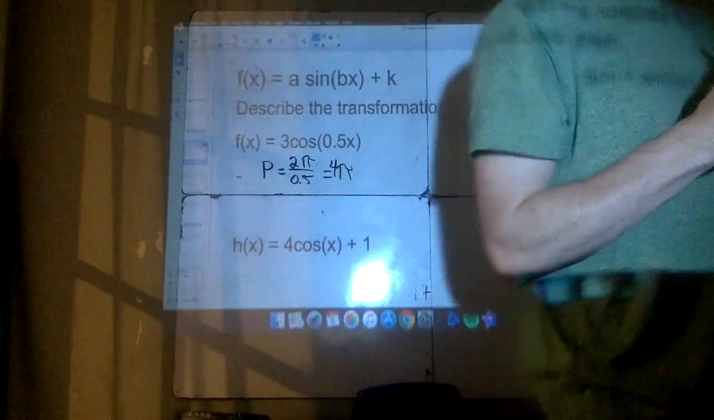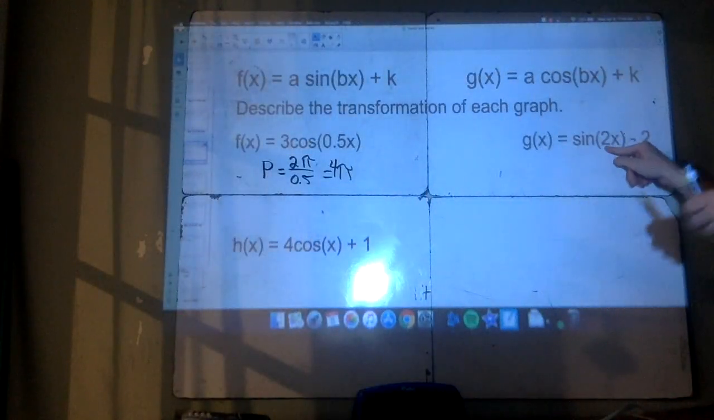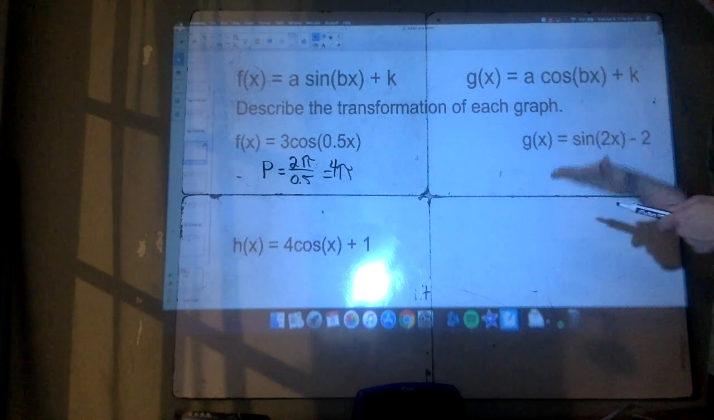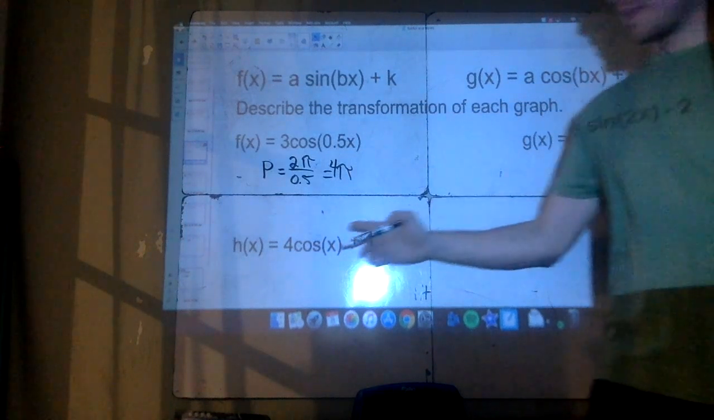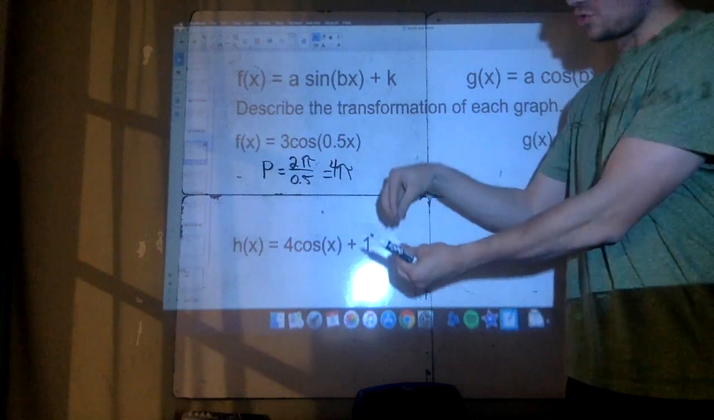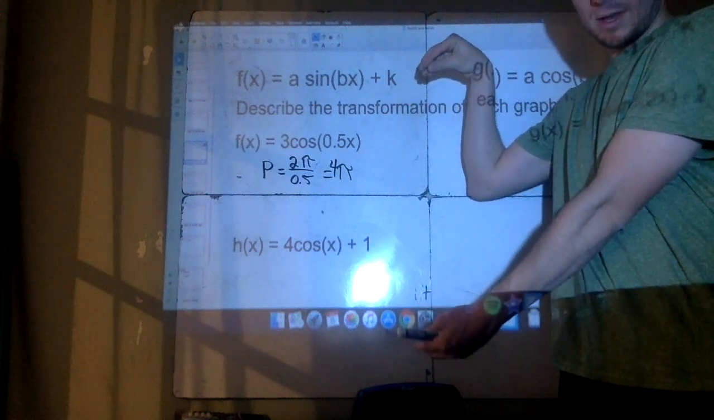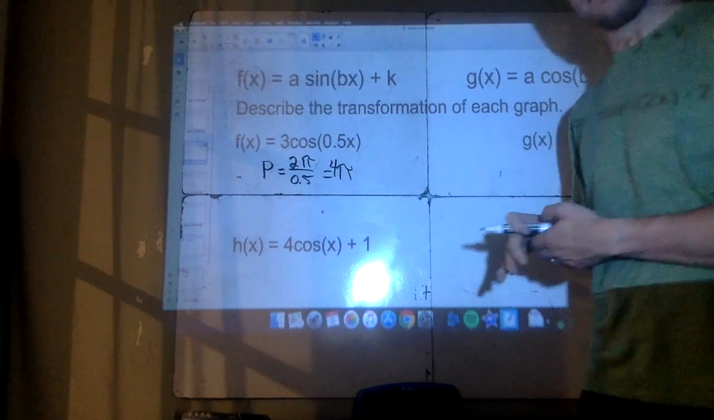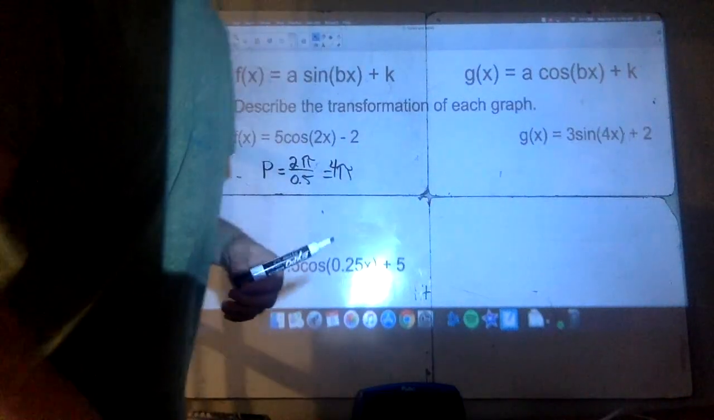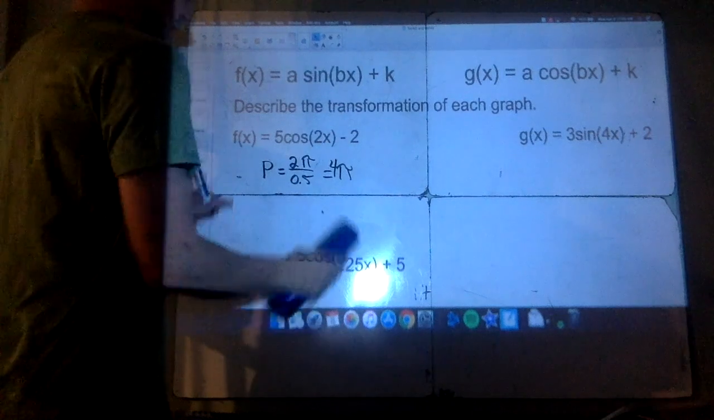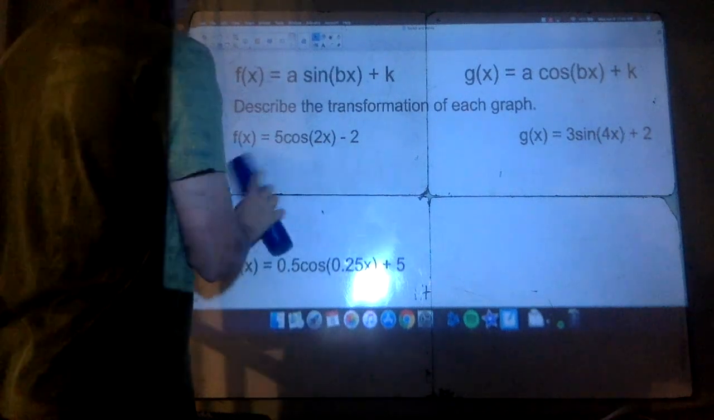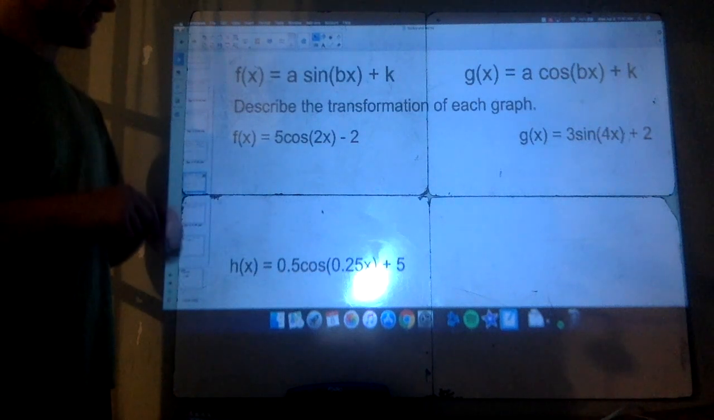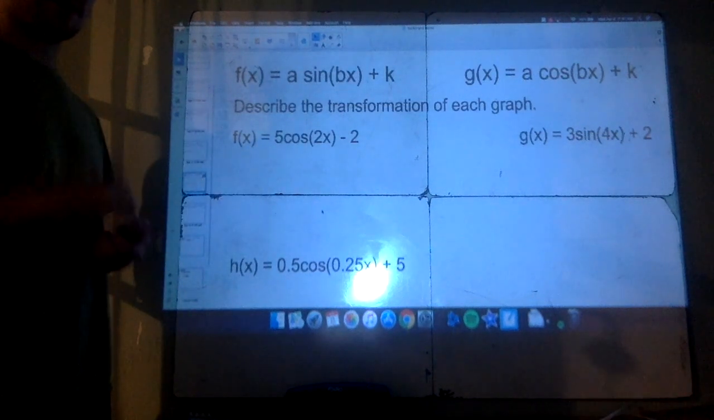The second one, the 2 made our period shorter, and the -2 shifted our graph down 2 units. And then the last one, the 4 stretched our graph by a factor of 4, and +1 shifted it up 1 unit. All right, here we have 3 transformations. So one more time, we're going to work through this. Pause the video and describe each transformation. When you're ready, unpause it.